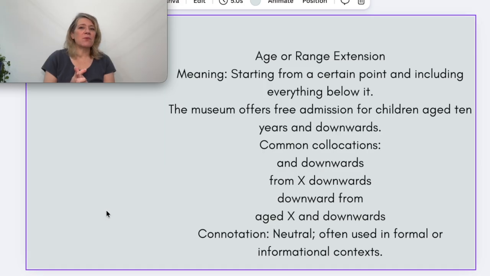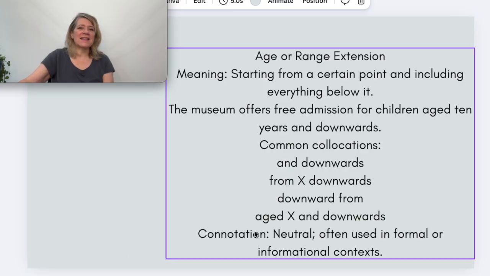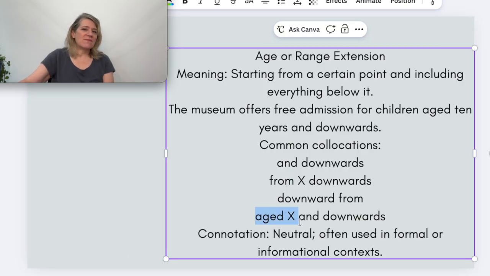Starting from a certain point and then including everything below it. So from here, downwards. The museum offers free admission for children aged 10 years and downwards. So it's talking about a range from X downwards, or we can say downward from, aged 10 and downwards. This is neutral. It's often used in formal and informal contexts.